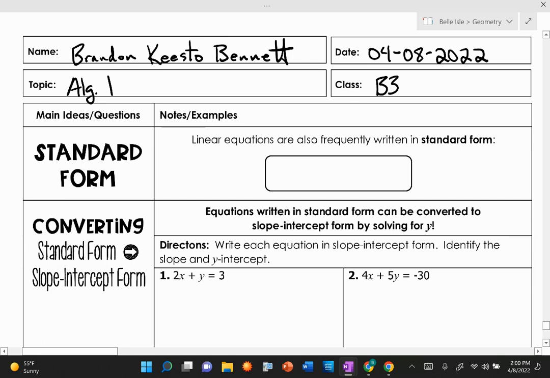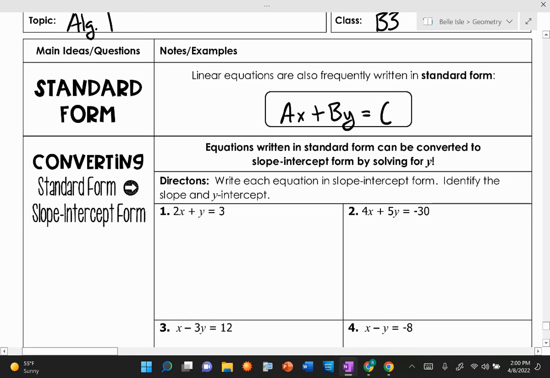Okay, standard form. Linear equations are frequently written in standard form: Ax plus By equals C. When we started the system stuff two days ago, you saw some equations in slope-intercept form and some in standard form. Standard form is where we have to rearrange into slope-intercept form if we want to graph it.